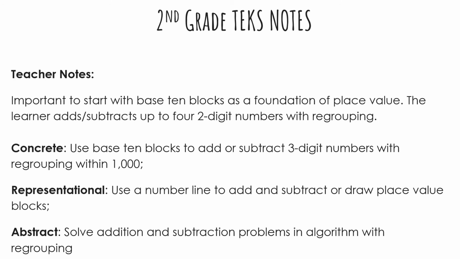For the TEKS we just read, it's important to start with base 10 blocks as a foundation of place value. The learner adds and subtracts up to 4 two-digit numbers with regrouping. Some concrete examples that they'll need to know is that they use base 10 blocks to add or subtract up to 3-digit numbers with regrouping within 1,000. Some representational examples could be a number line to add and subtract or to draw place value blocks. And lastly, abstract. Students are going to now begin using the algorithm for solving addition and subtraction problems with regrouping.